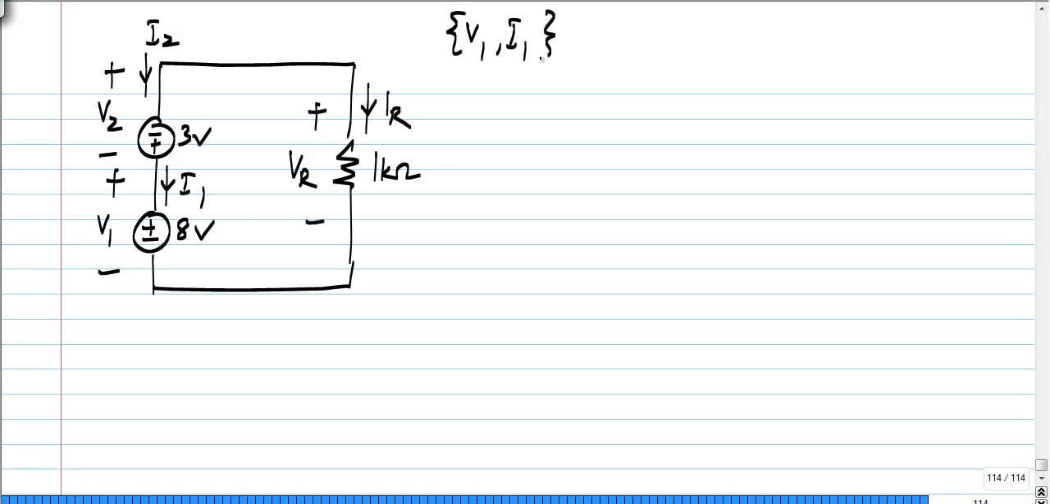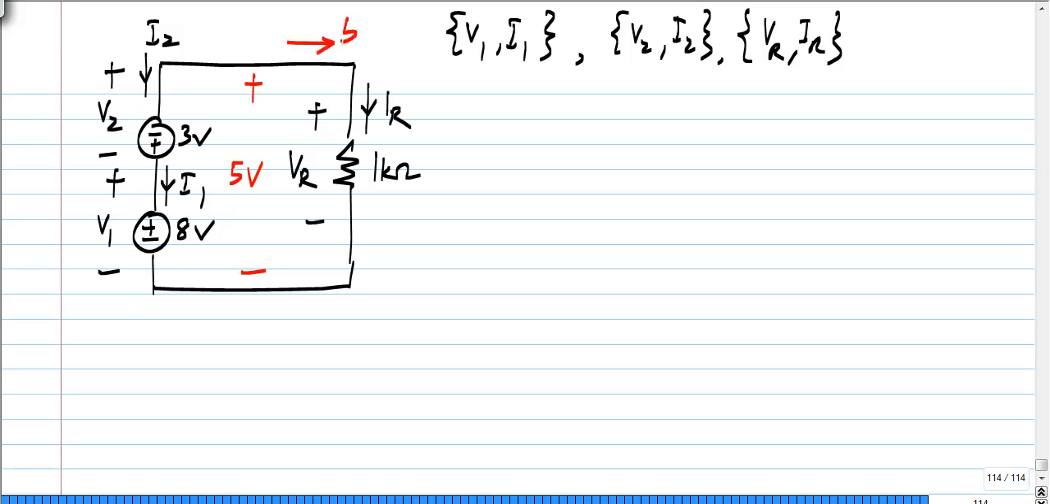So, V1 I1, V2 I2, VR IR, each of them has been chosen for the 2 voltage sources and the resistor, consistent with the passive sign convention. Now, the analysis of this circuit is trivial and many of you can do it in your head in a matter of seconds. The voltage across this combination, the series combination of voltage sources, is 5 volts, and we have therefore 5 milliamp flowing through the resistor. So, now we will compute each of these currents and voltages.